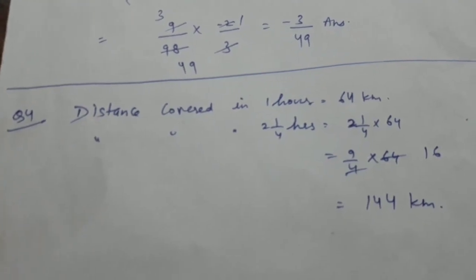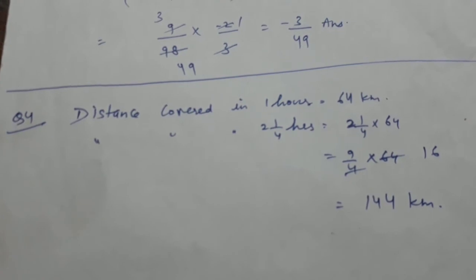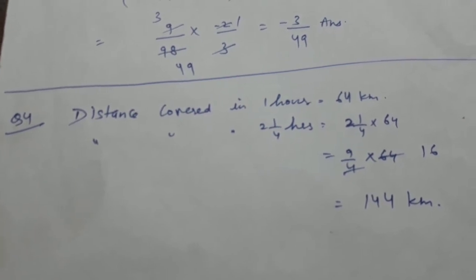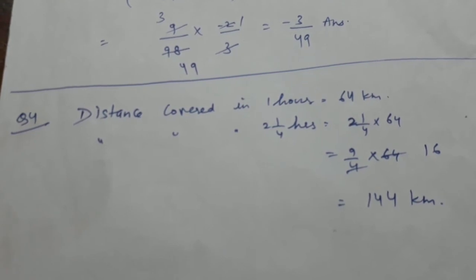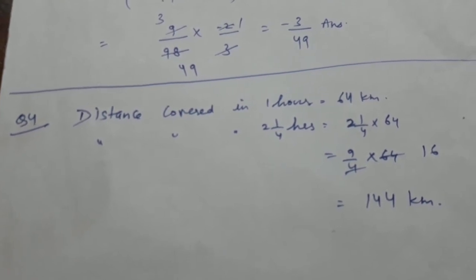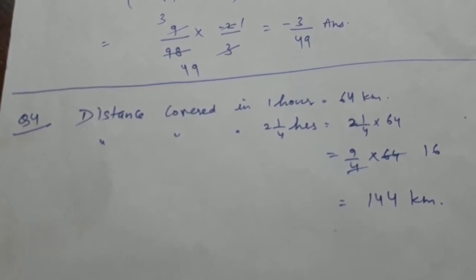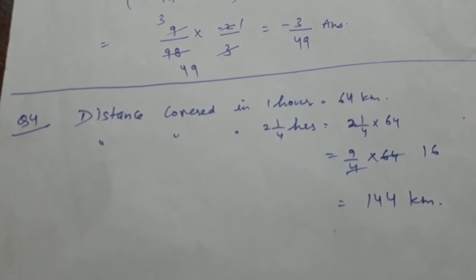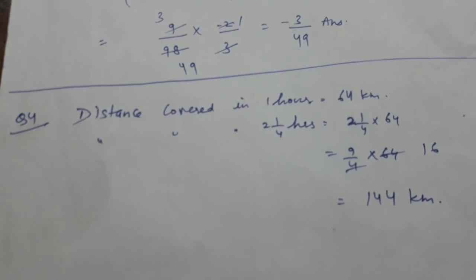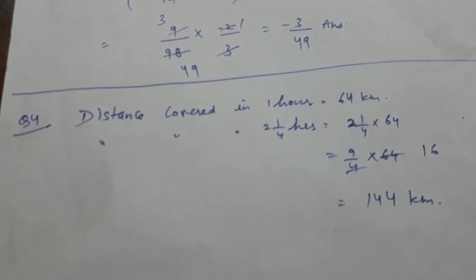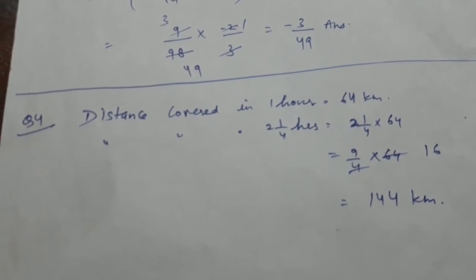In the fourth question, we have been given a distance covered in 1 hour and we have to find out the distance covered in 2 whole number 1 by 4 hours. So 2 whole number 1 by 4 will be multiplied by 64. 2 whole number 1 by 4 will be changed to 9 by 4. 9 by 4 into 64 equals 144 kilometers. Now we will do the third question.